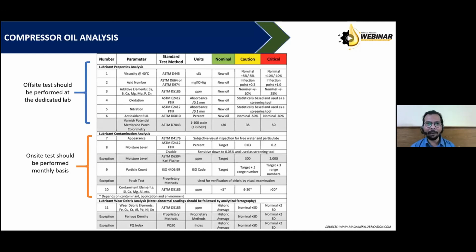Some tests can be done on site, and some we may have to send to an external lab if we don't have that much facility. So we can make a checklist of all the tests and their frequency to certify that whatever practice we are maintaining is a standard practice, and we are not going to put our equipment in danger.